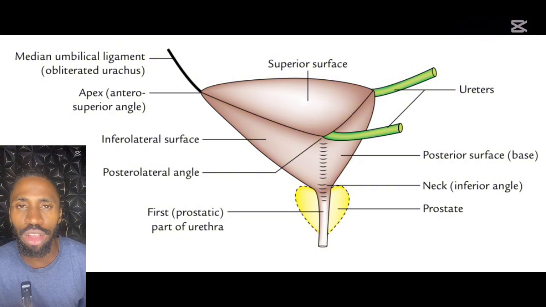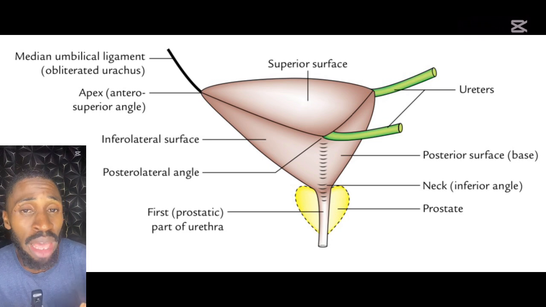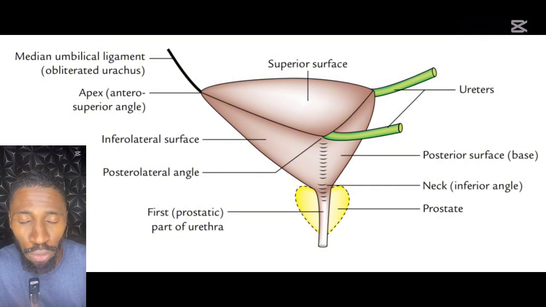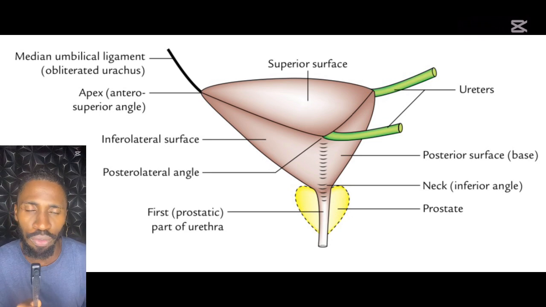The external features and relations of the bladder. The external features are the different parts of the bladder, and the relation is what organs are related to the bladder, both the peritoneal relation and the visceral relation of the bladder. I'll be talking about everything. Judging by the external features, we have the apex of the bladder, the base of the bladder, the neck of the bladder, and the surface of the bladder. The surface of the bladder has the superior surface and the inferolateral surface.